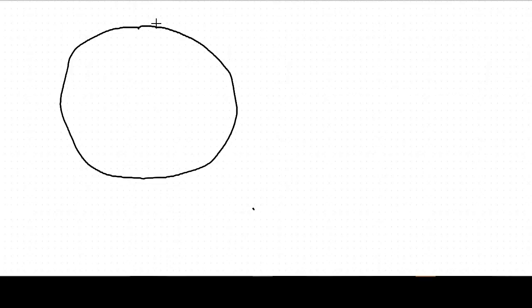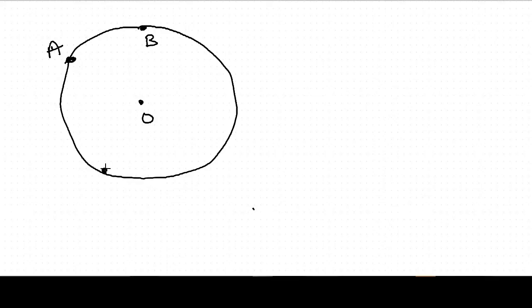So I'm going to draw a circle. It's not a bad circle. I surprise myself every once in a while. All right, so this dot here, I'm going to call O. That's going to be the center. And this dot here is A. And that dot there is B.